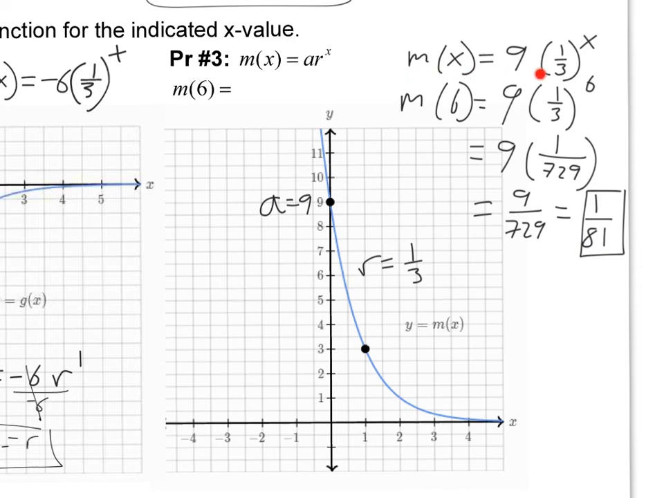So I just went ahead and plugged that into my function. And then I evaluated for the number they gave me, which was 6. So I have 9 times 1/3 to the 6th power. Order of operations, again, remember, says that I have to do the exponent first, so I get 1 over 729. So that's like 9 over 729, which reduces down to 1 over 81. So m of 6 is 1 over 81.